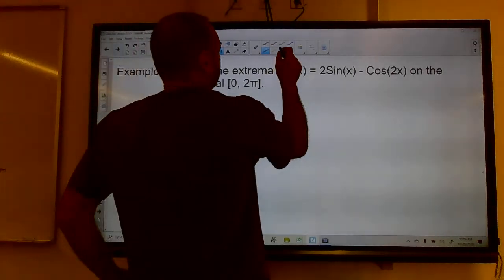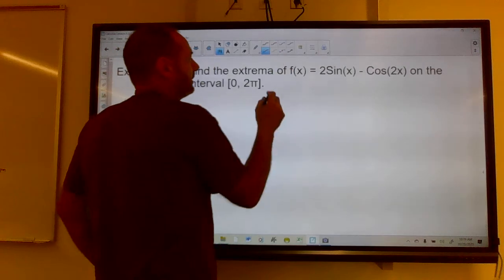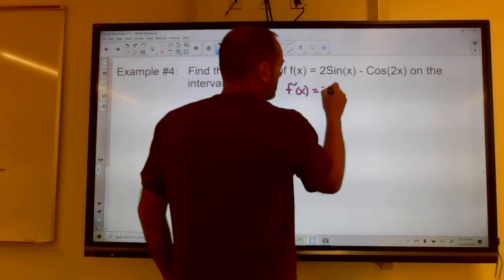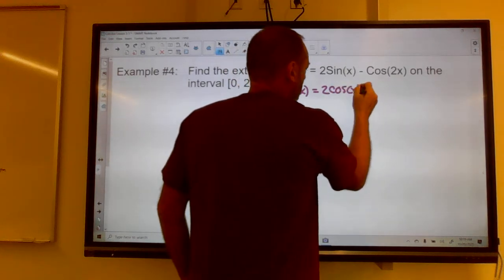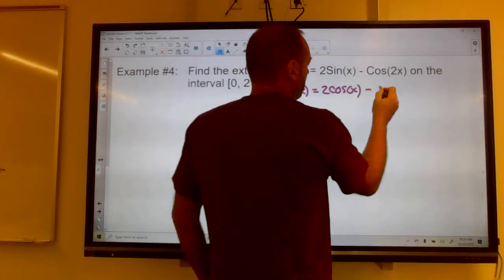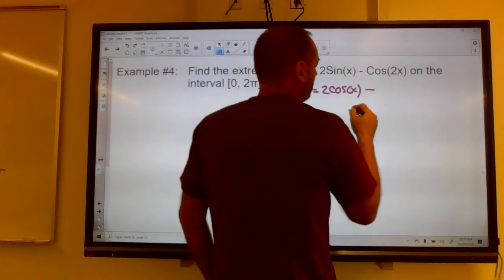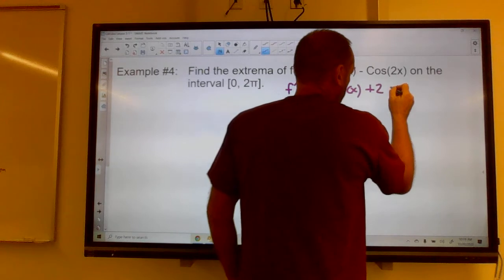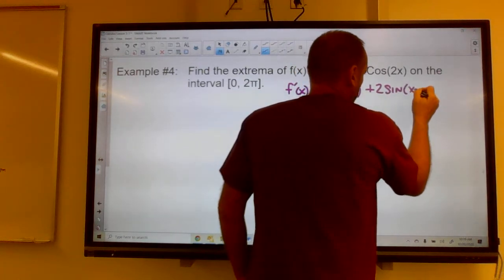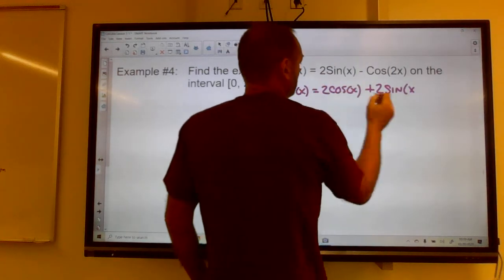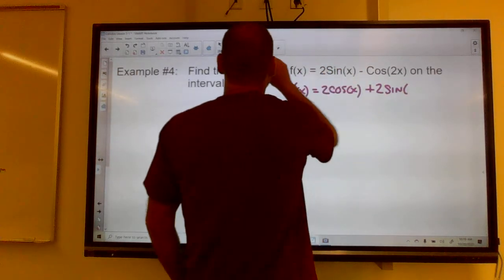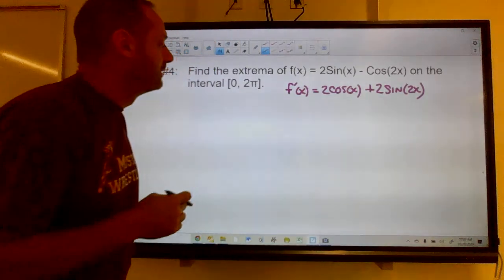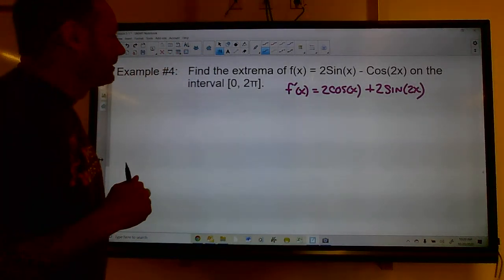All right, so first of all, let's find the derivative. So f prime of x is going to be 2 cosine x minus, the derivative of cosine is negative sine, so that's going to make that positive, and then by the chain rule, I'm going to have a 2 sine 2x.